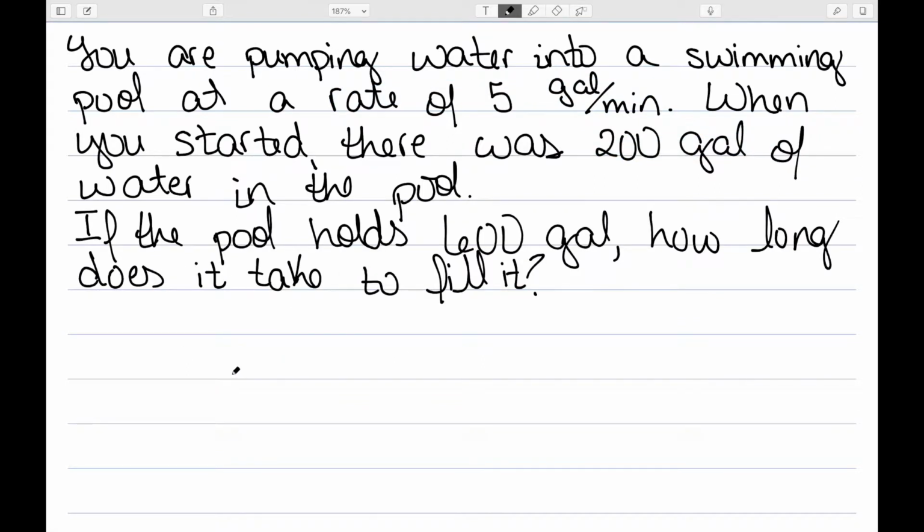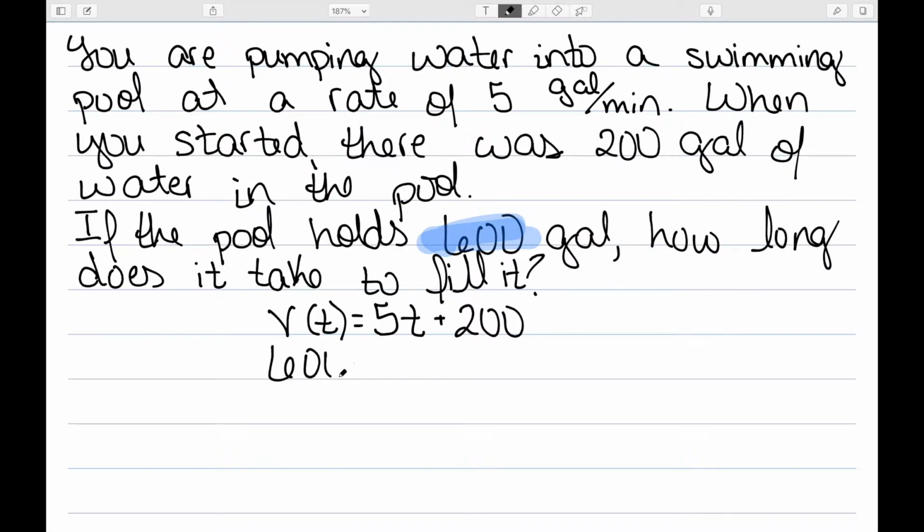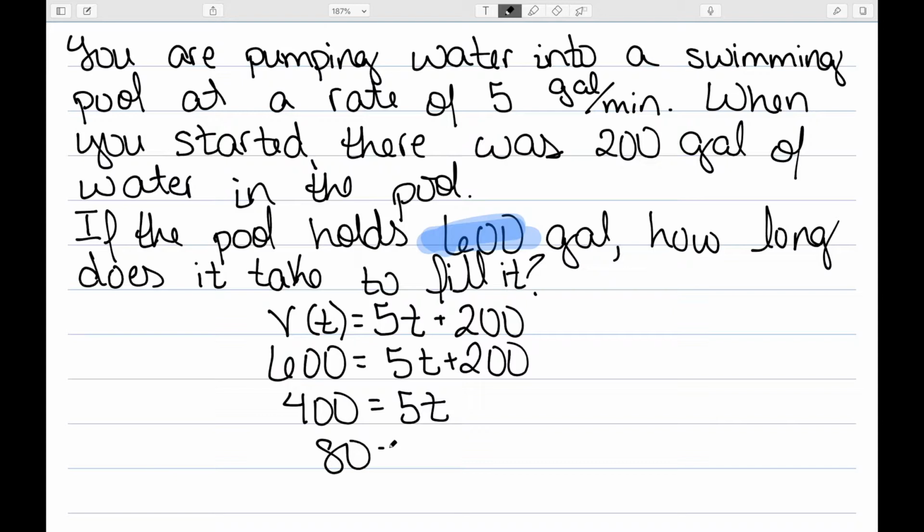The second part of this question: if we know the pool holds 600 gallons, how long does it take to fill it? Well, we've already discussed our model. We had a rate of 5, so that was my slope, and a starting point of 200. And now I know how much it holds, so I know what the volume should be. So we have that volume is 600, and we need to find t, or time. We can subtract 200 from both sides to get 400 equal to 5t. Dividing by 5 gives me 80, and so it would take me 80 minutes to fill this pool.